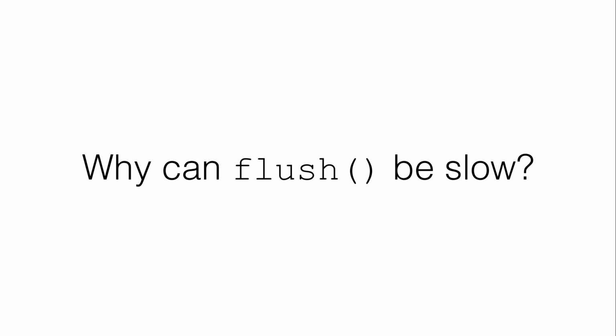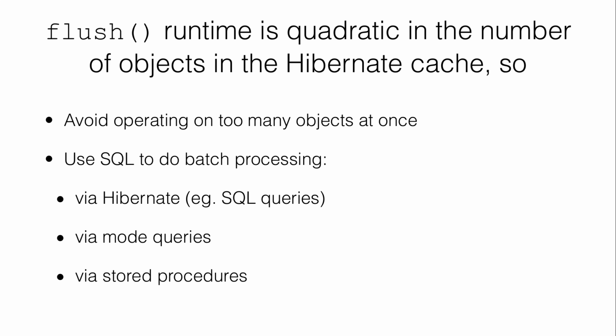Now, this is the reason why flushing exists and what this function is, but why can it be slow? Shouldn't it be fast? Now, I don't have a very clear answer to this question, but what I know is that flush might take quadratic time to run in the number of objects in the cache. So the more objects in the cache you have, the more time it takes to run the flush, and that time is quadratic. So you really have to pay attention not to have too many objects in the cache at once, because if that happens, flushing will take a lot of time.